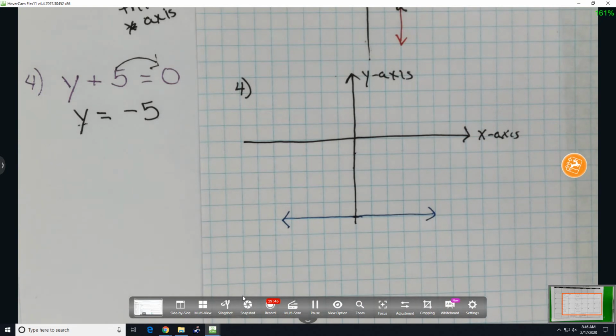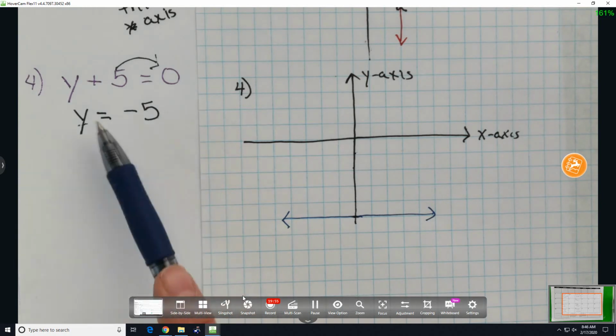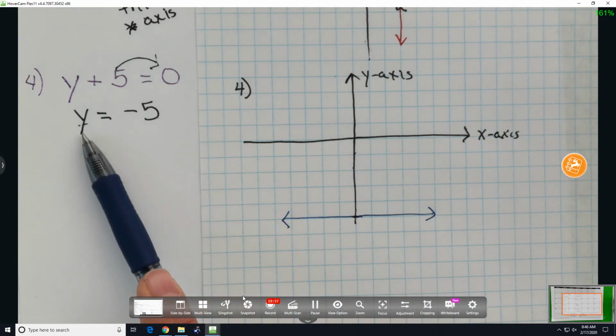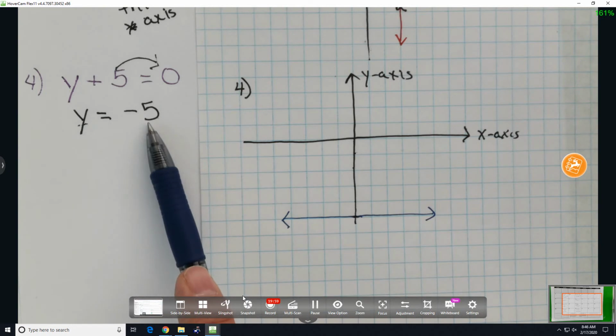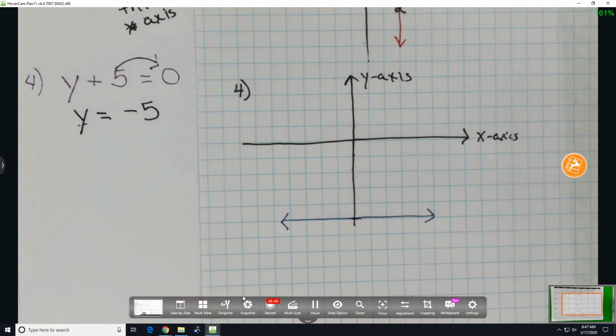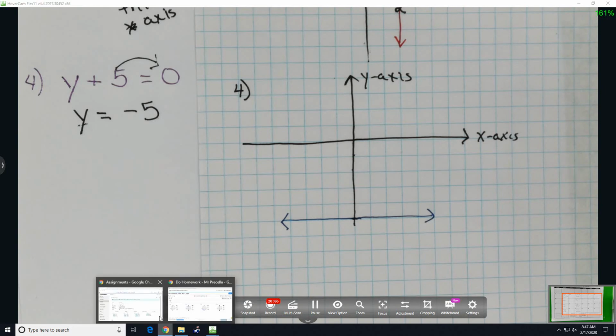It is kind of tricky. The x equals is vertical while the x-axis is horizontal. But when we're looking at equations like this, it's the axis it passes through at this number. So I'm looking for a horizontal line passing through negative 5.